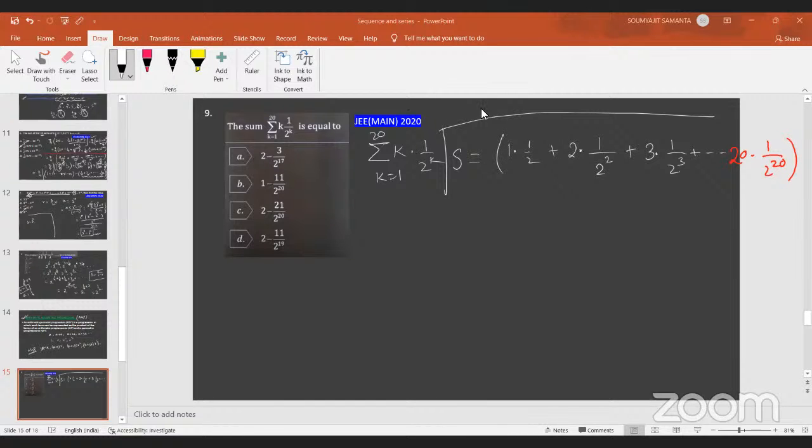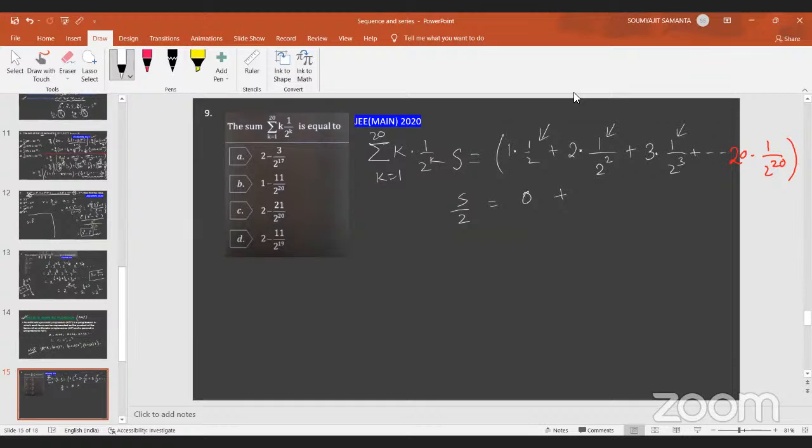Now, remember, whatever R is given in this GP, whatever you find R, just multiply with the R, that is S into 1 by 2. S into 1 by 2, this will become S by 2. And then shift one term. Always, this is the process to find the solution of AGP.